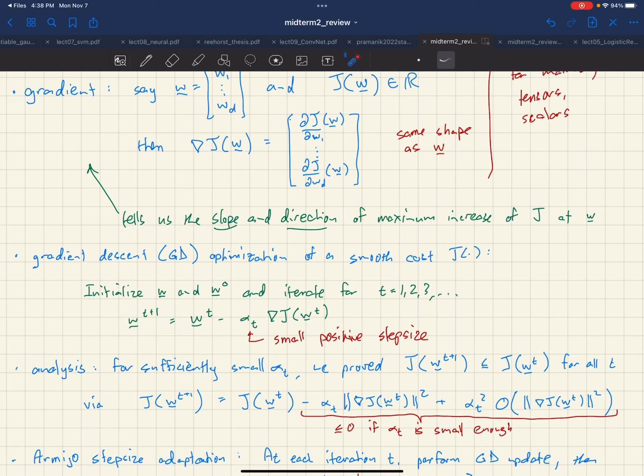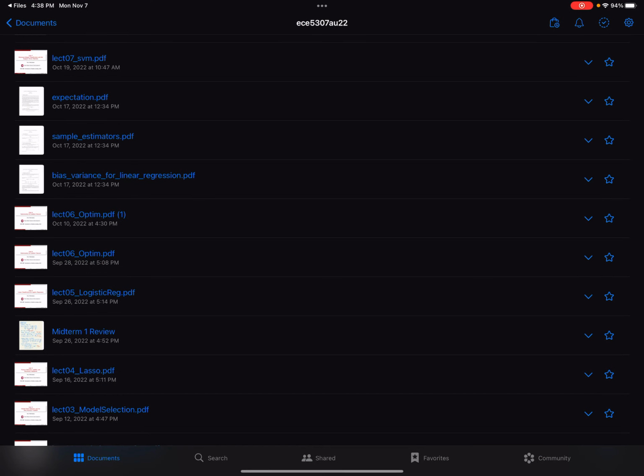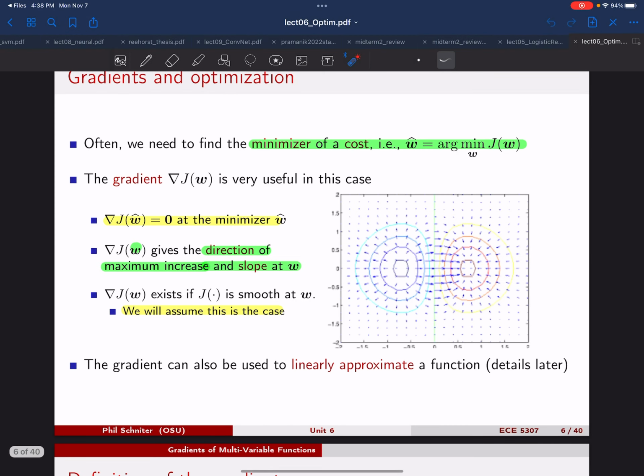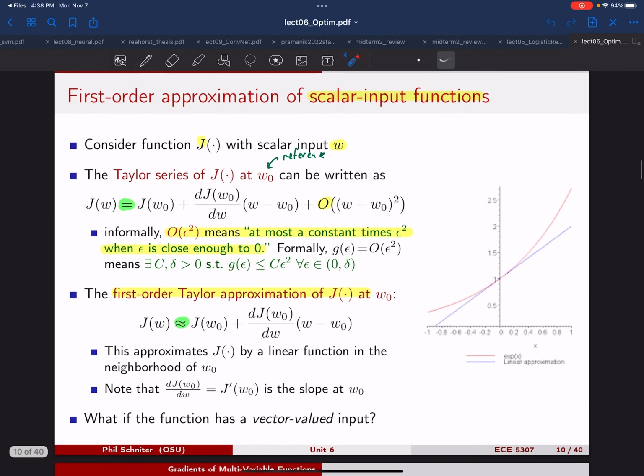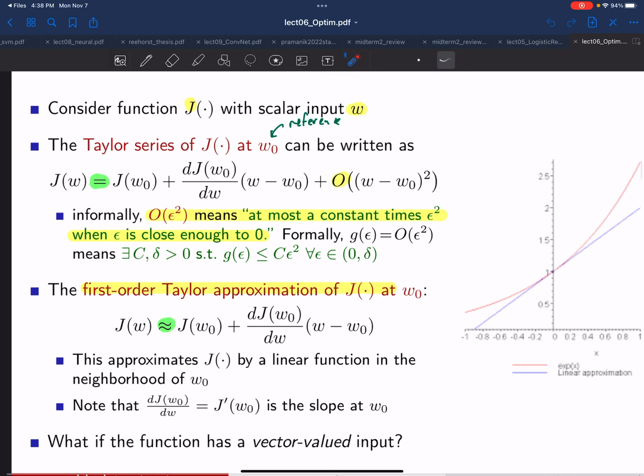Yes? Sorry, what is the meaning of the last bar, the O? The big O? Yes. Let's see if I want to state it correctly. Let me go back to the notes.